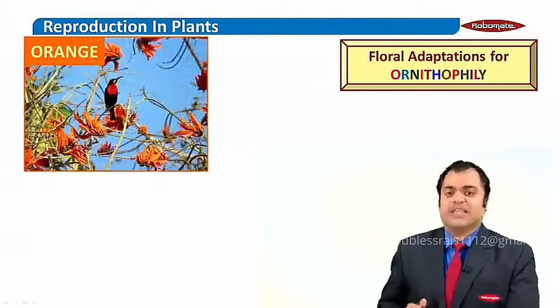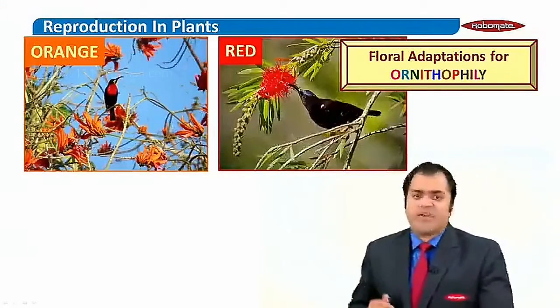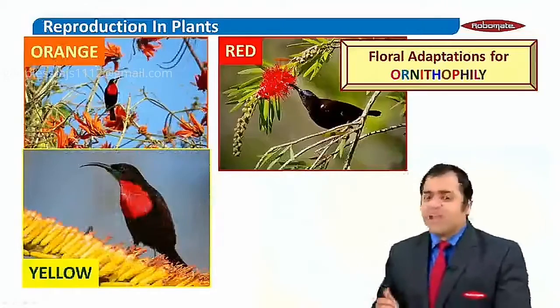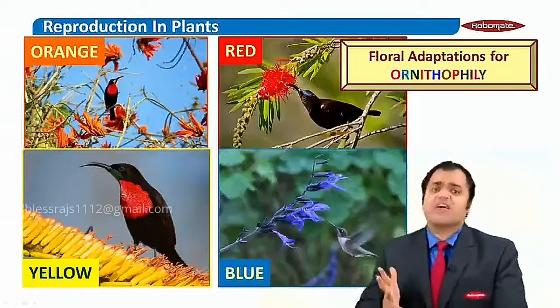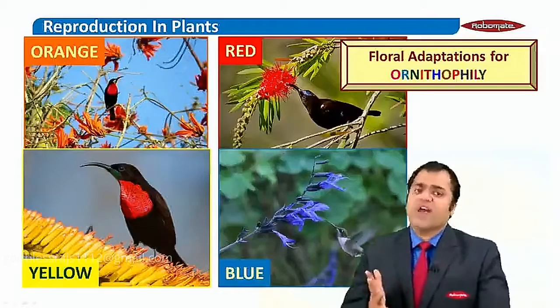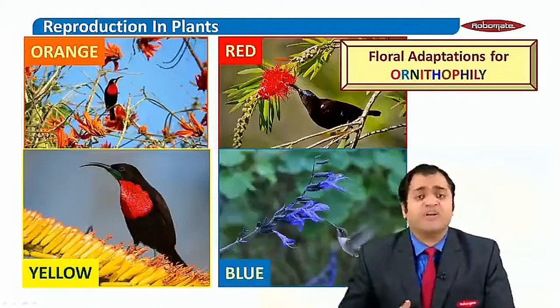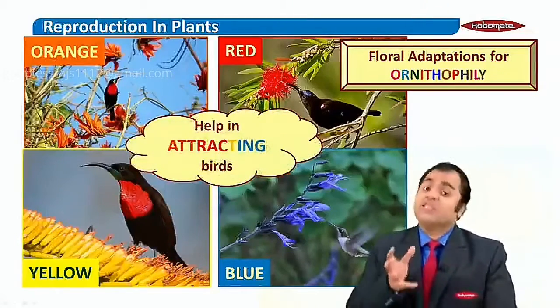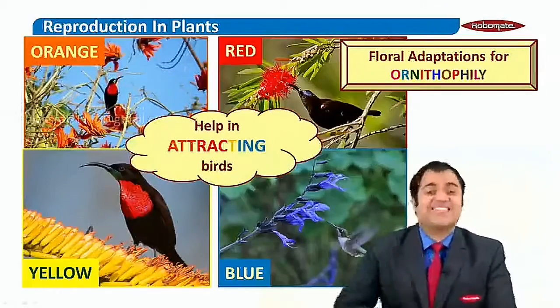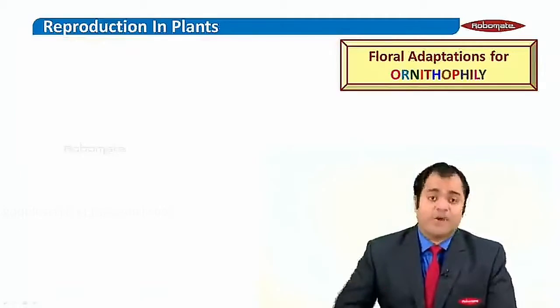Let us now see these flowers. Some are orange, some are red, some are yellow, some are blue. So if you see, the flowers are very colorful, because different colored flowers will attract different types of birds. Is that okay? So the flowers are very colorful basically to help attract these birds. Does that make sense? Moving on.